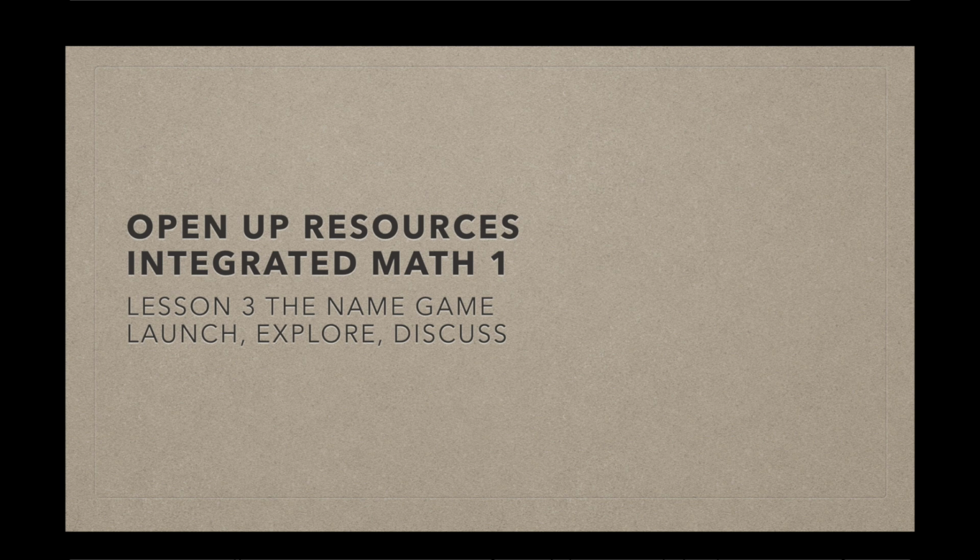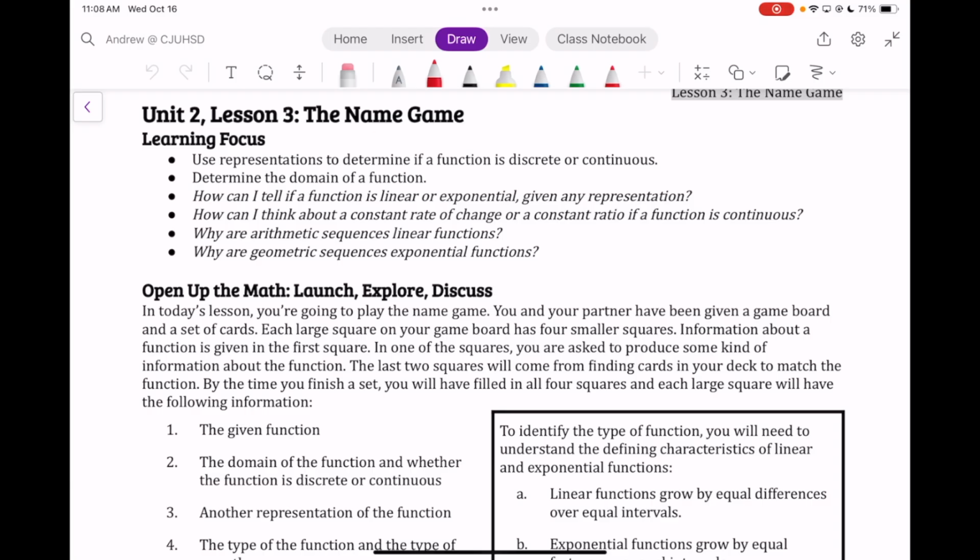Unit 2, Lesson 3, the name game. In this lesson, we were asked to look at different functions from different points of view. One of the things that we want to make sure we solidify is, do you know the difference between discrete or continuous? And also, we start talking about determining the domain of a function. So as we look through these examples, we're going to really narrow in on those topics only.